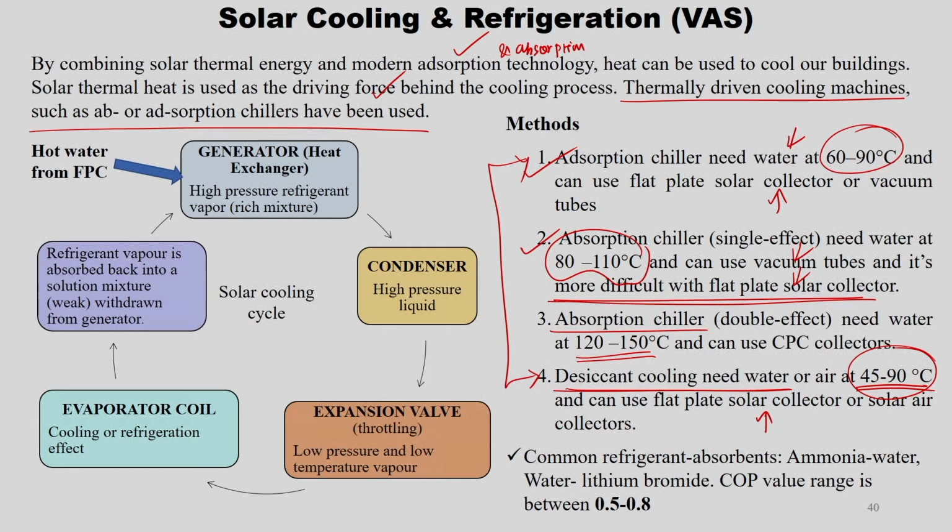This is again given to make you understand what is the generator, what happens in the generator, the condenser, expansion valve and evaporator coil, and this is nothing but the absorber. In the absorber, refrigerant vapor is absorbed back into the solution mixture withdrawn from the generator. This we have seen in detail in the previous slide as well.